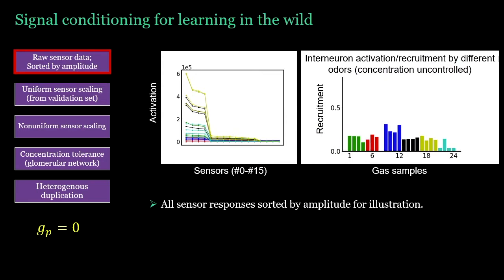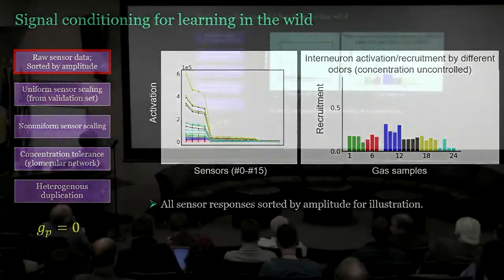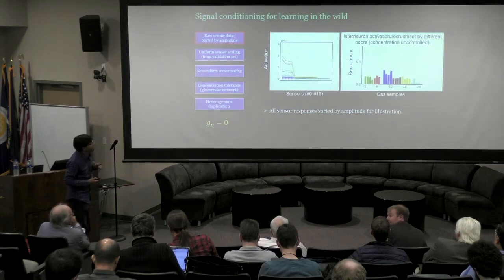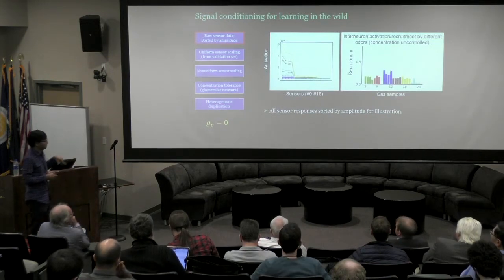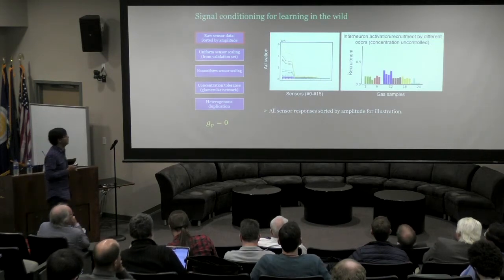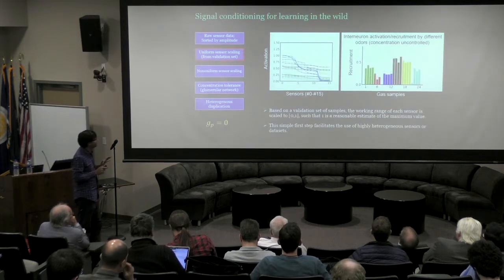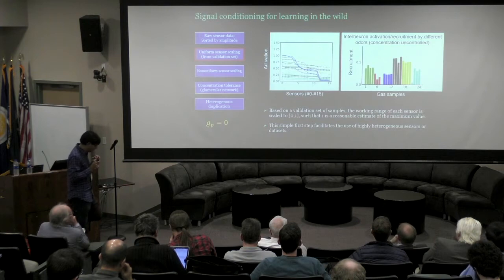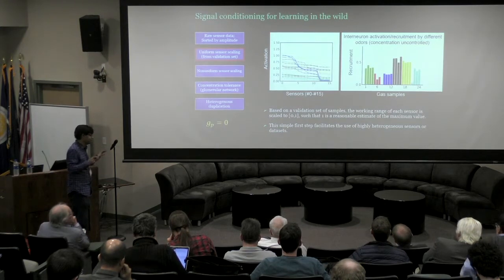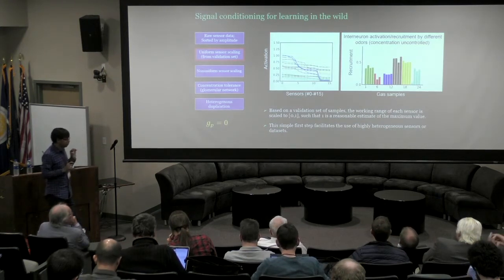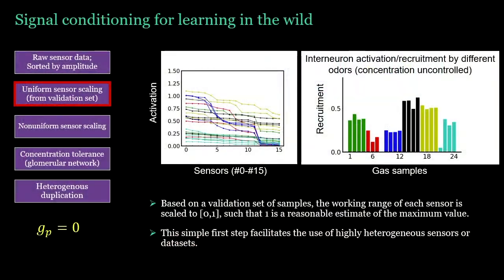Now, this is the same figure as the previous one, but I've sorted the sensor responses by amplitude. You're going to realize the importance of this step after a few slides. So the first thing is very simple. It's the uniform sensor scaling, where I determine the maximum sensor responses from a 10% validation set, and use that to scale both the train set and test set and all the subsequent data. We don't have a strict requirement for the values to be between 0 and 1. It can go beyond 1 to some extent.